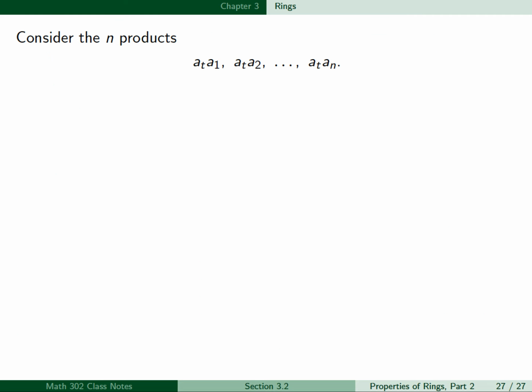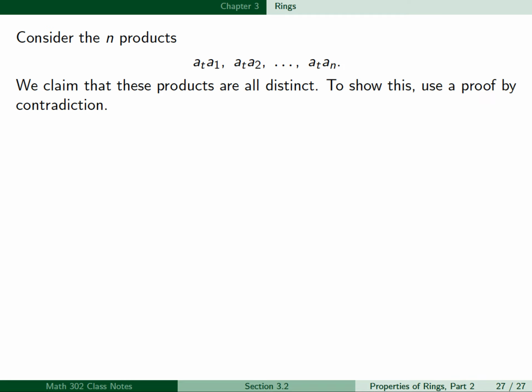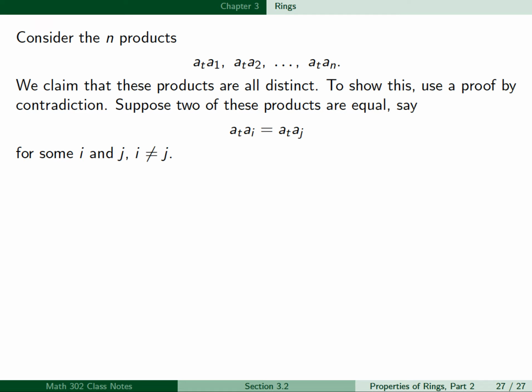So let's consider the n products obtained by multiplying a sub t times each element in the ring. So these will be a sub t times a1, a sub t times a2, all the way down to a sub t times a sub n. Now we claim that these products are all distinct. To show this, we can use a proof by contradiction. So let's suppose that two of these products are equal. Say a sub t times a sub i is equal to a sub t times a sub j for some i and j, i not equal to j.